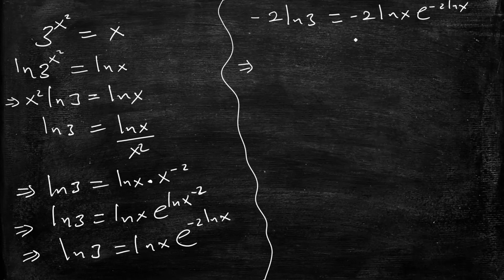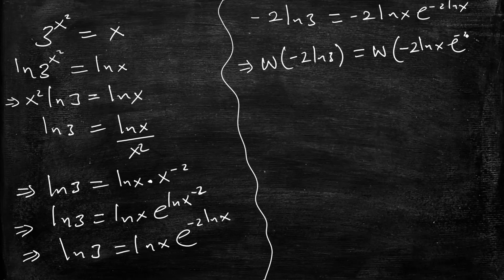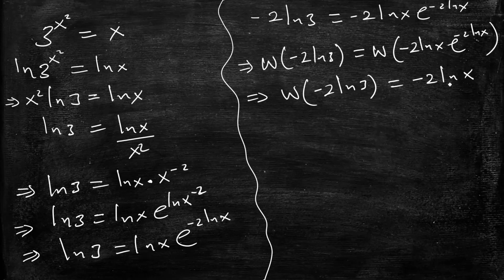Let me bring this one here. So let's go ahead and take the Lambert W function. The Lambert W function of that equals, since something times e raised to the same thing, minus 2 ln of x.